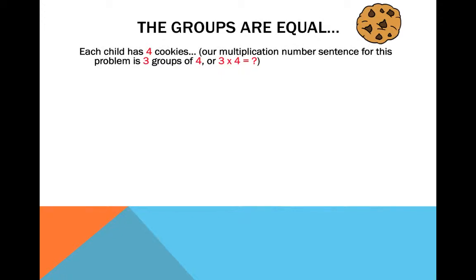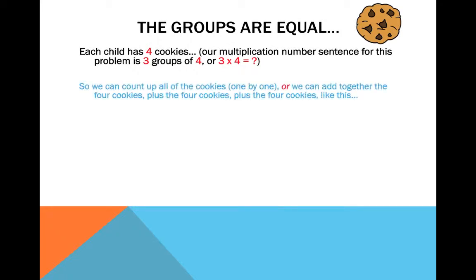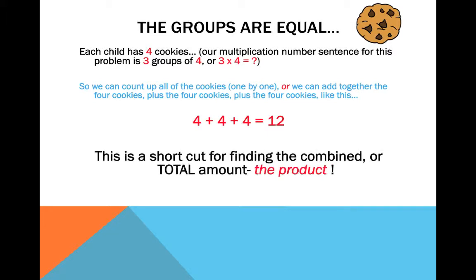Each child has 4 cookies, so our multiplication number sentence for this problem is 3 groups of 4, or 3 times 4 equals. So now we want to find the answer, the product. We can count up all the cookies one by one, or we can add together the 4 cookies plus the 4 cookies plus the 4 cookies, like this. 4 plus 4 plus 4 equals. And we know that 4 plus 4 is 8, and 8 plus 4 more equals 12. This is a shortcut for finding the combined or total amount, the product to the multiplication number sentence.